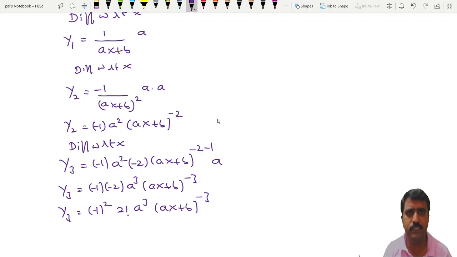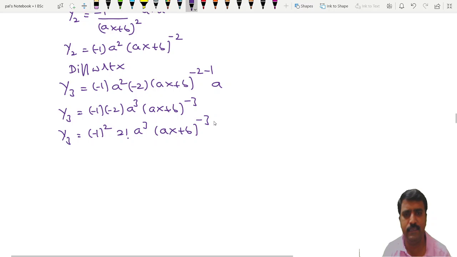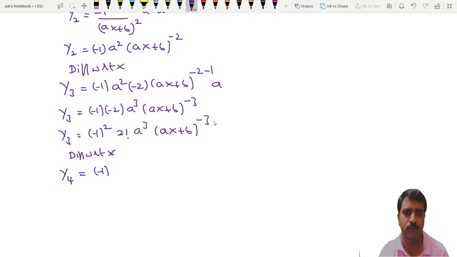If you want to differentiate this again, you can differentiate, or otherwise you can generalize the result. So for your better understanding, I just differentiate this again with respect to x. So then the differentiation of y3 is y4, which is equal to minus 1 square into 2 factorial into a cube, which is constant. These three factors are constants. We must differentiate the rest.